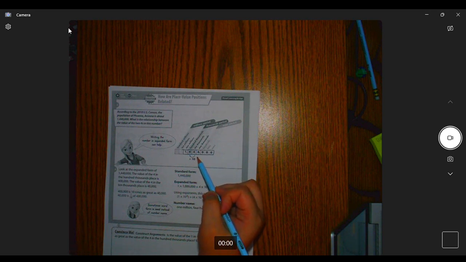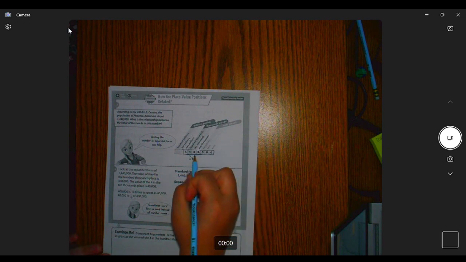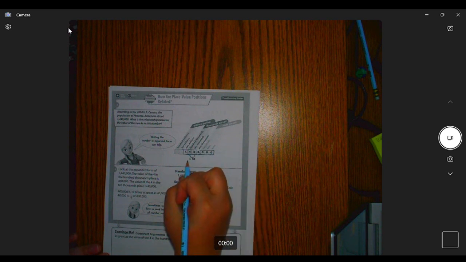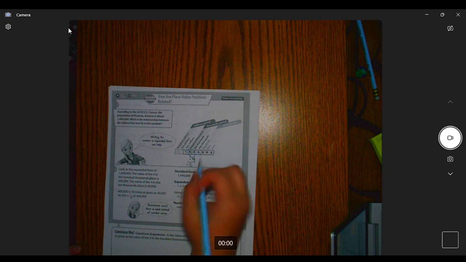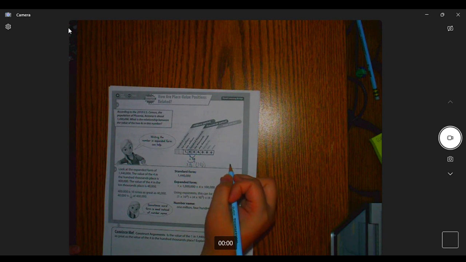Now, I know that each jump is 10. So, 400,000 is 10 times greater than 40,000. I can also say 40,000 is 1/10 of the value of 400,000. Multiplying by a fraction is essentially saying you're dividing by 10 because you're still breaking it up into 10 equal pieces. The place value chart is based on the base of 10.